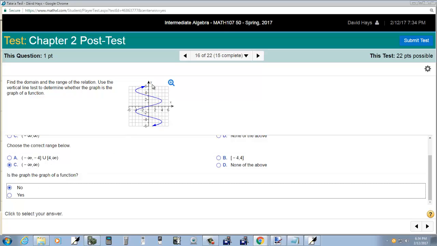Is the graph a function? No. It fails the vertical line test. If I draw a vertical line here, it'll intersect at 2 or more places. Vertical means up and down.